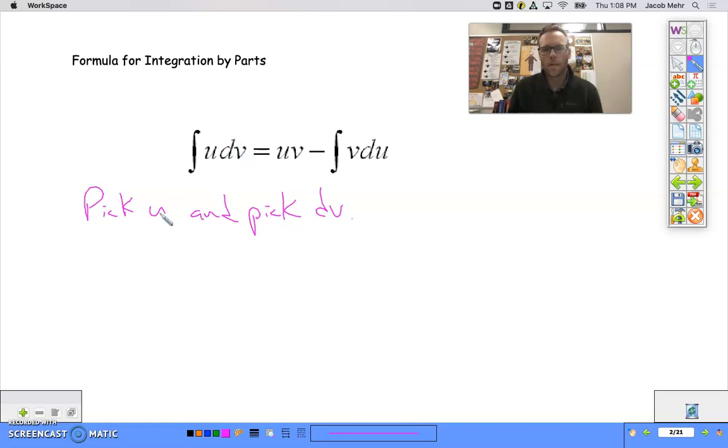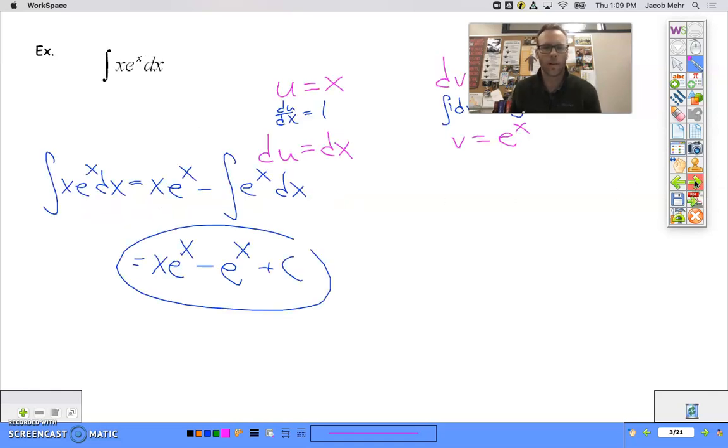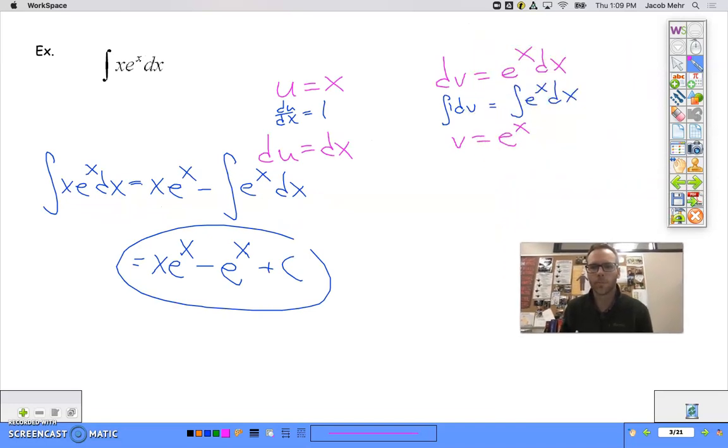Now the concept again is that we have to pick a u and we have to pick a dv. When we pick those, and you look at our formula, u we've already picked. V we get by integrating what we've chosen for dv, minus the integral of v du. How do we get v? Again, by integrating dv. du we get from differentiating u. So the concept is we've got to pick a u that's easy to differentiate and a dv that's easy to integrate. And we can see that in this example here.